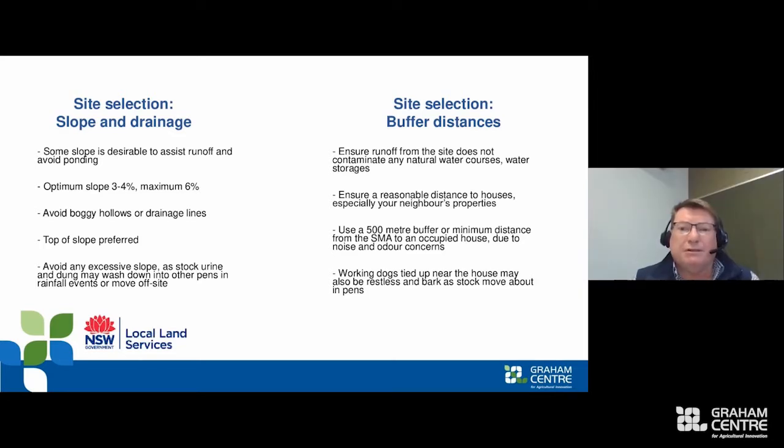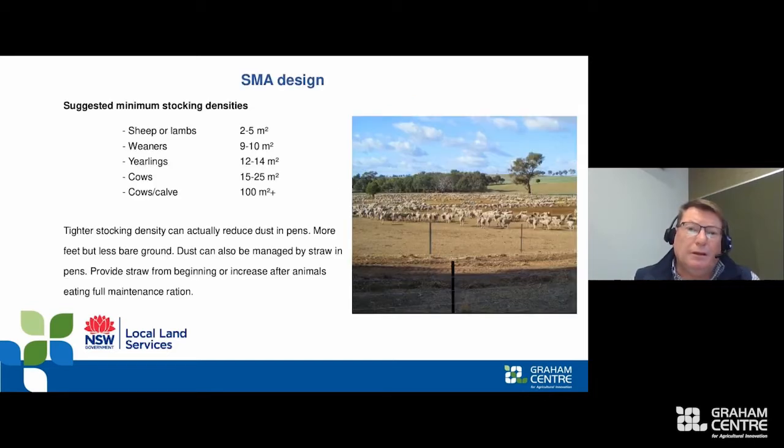With site selection, buffer distance is very important. Ensure the runoff from the site does not contaminate any natural water courses. And if you look at the third point there, use a 500 metre buffer as a minimum distance from the SMA to an occupied house due to noise and or odour concerns, and that's where the neighbours could be an issue or concern. So you're just taking due diligence and showing respect for the neighbours in that case.